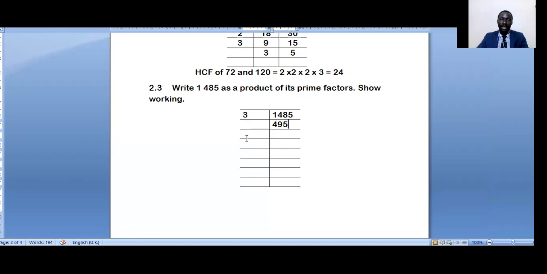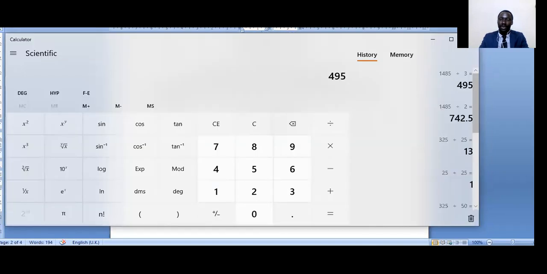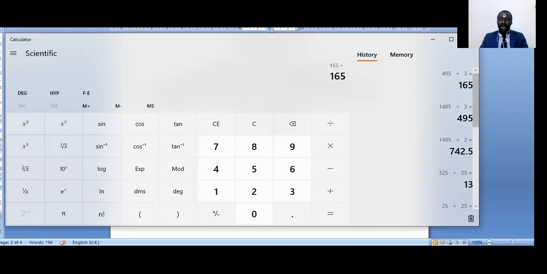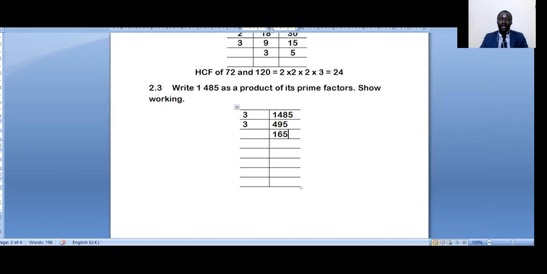Now, we would like to check which number can divide 495. 2 will not work this time. We check again with 3. Yes, it gives 165. So can we divide that by 3 again? Well, let's see. We divide this by 3. What do we get? We get 55.